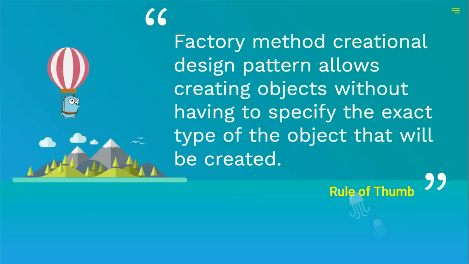So as a rule of thumb, the factory method creational design pattern allows creating an object without having to specify the exact type of object that will be created. So the user does not know what type of object will be created. The user will only pass the requirement to the function and he will get the instance of that particular object, and he can use all the methods defined inside the interface as the functionality of that particular instance of structure, right?